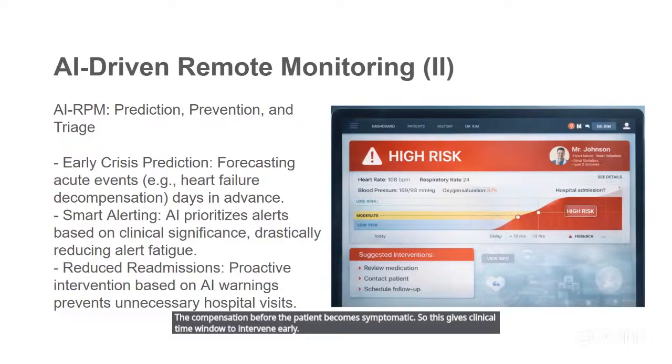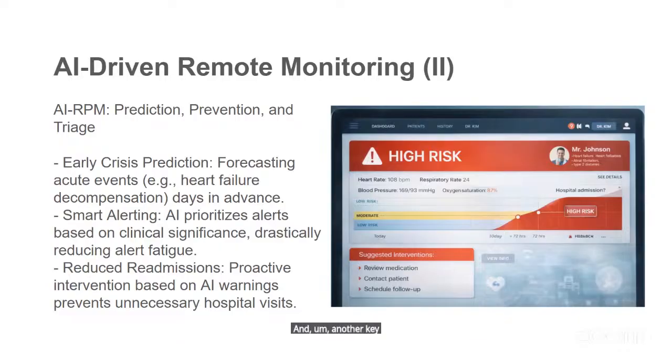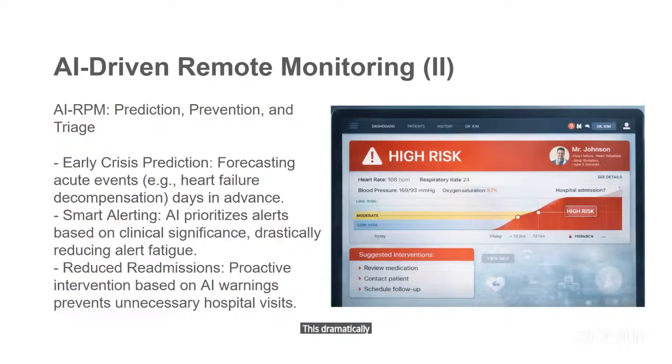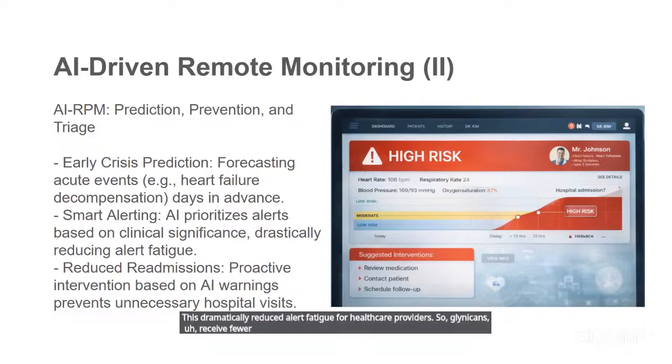And another key feature is smart alerting. Instead of sending constant alerts, AI prioritizes alerts based on clinical significance. This dramatically reduces alert fatigue for healthcare providers. So clinicians receive fewer alerts, but more meaningful ones.